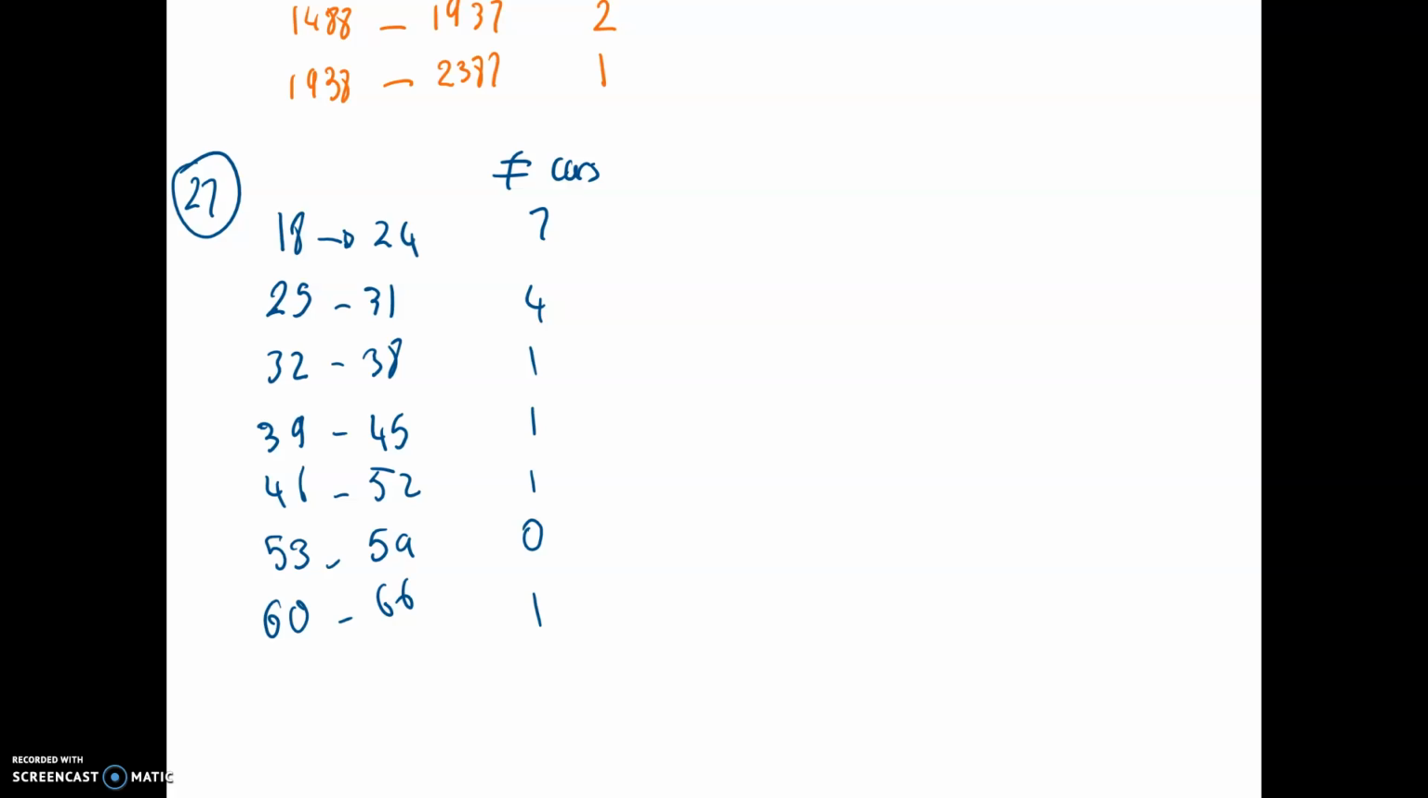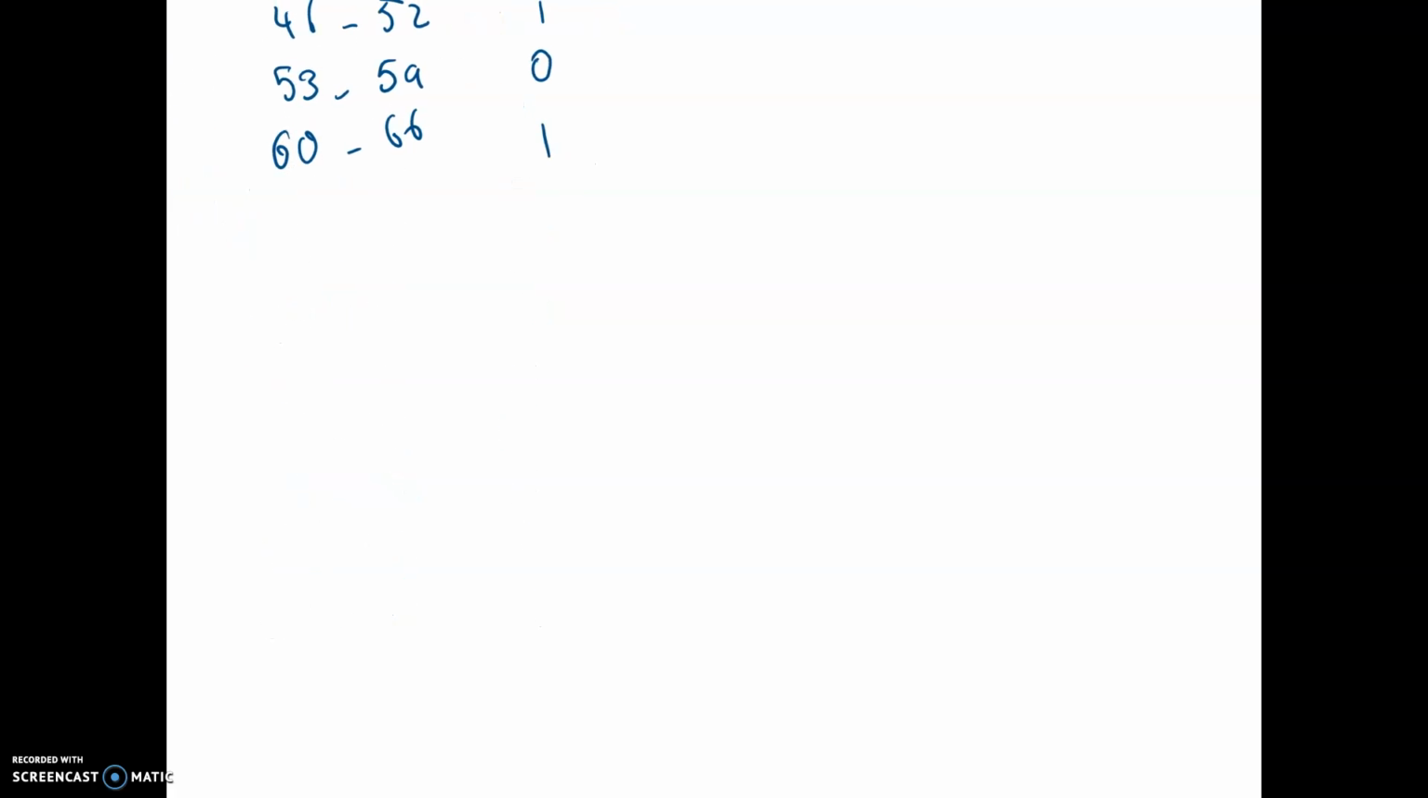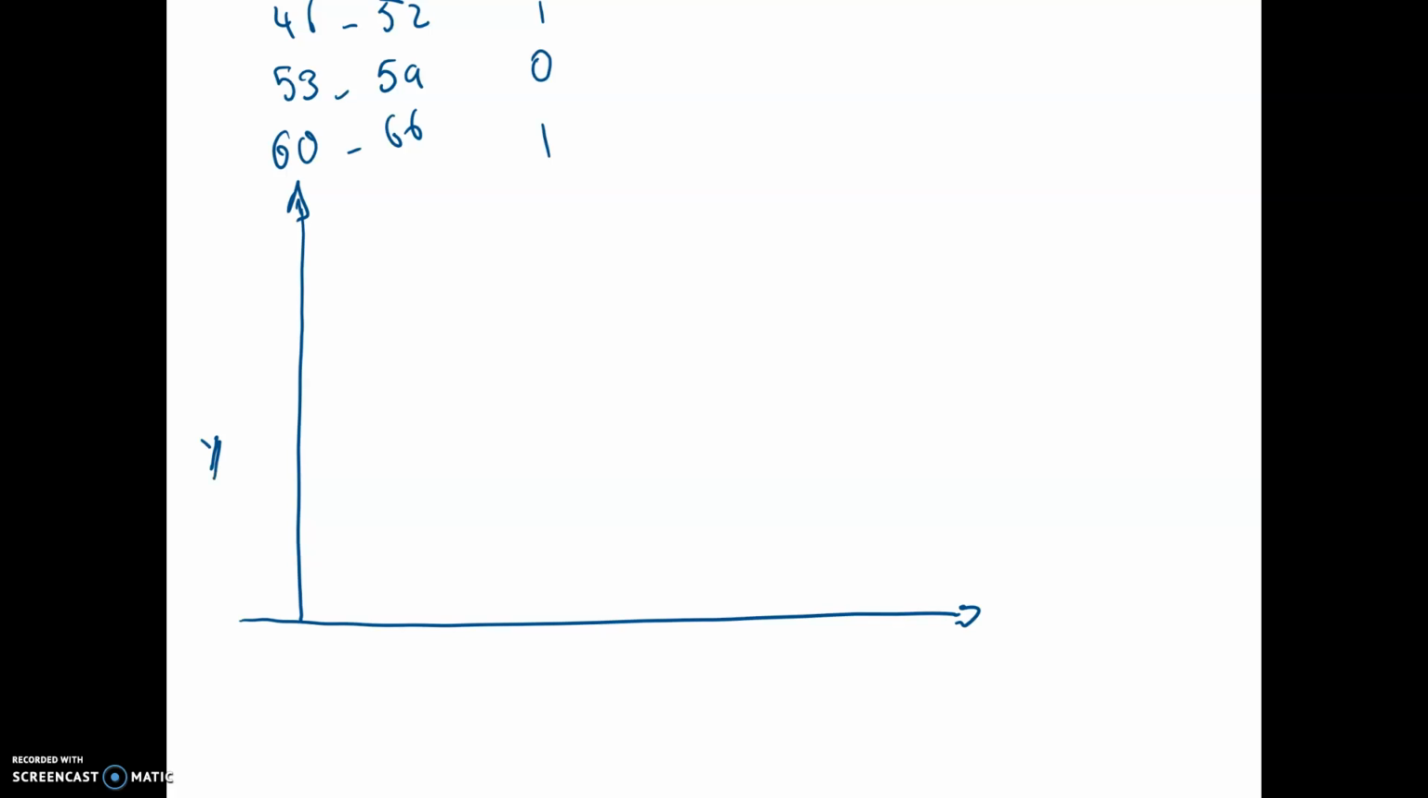So if I want to construct a histogram, what am I going to have? First of all, I'm going to have 2 axes, and on the vertical axis will be the number of cars. So right there will be the number of cars, and on the horizontal axis will be the sales in thousands.